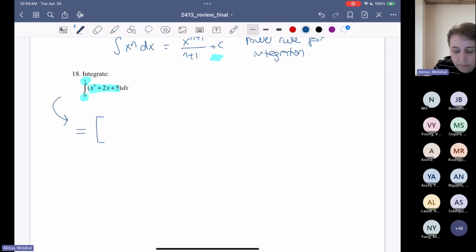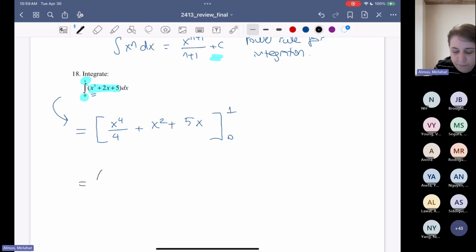Power rule says this. Integral of x cubed is x to the 4 divided by 4. Add 1 to the power, divide by the new power. Integral of 2x is x squared. Integral of a constant is linear, remember that, 5x. Because this is a definite integral, you do not need to put plus c. 0 and 1 here.